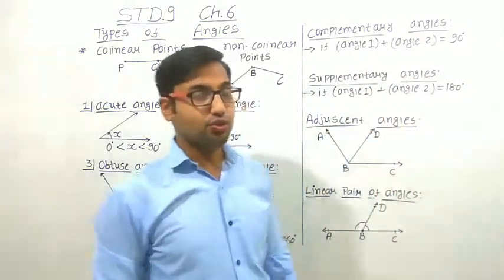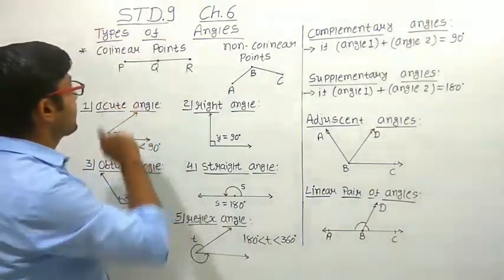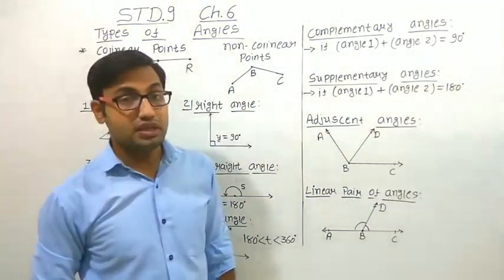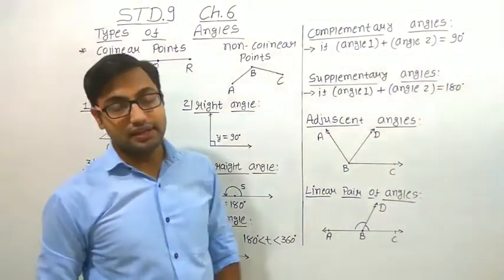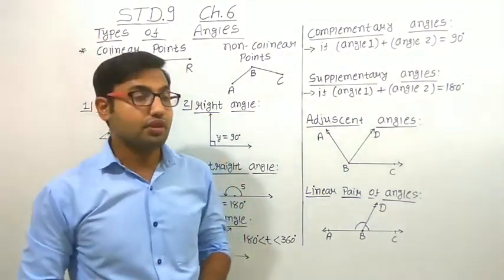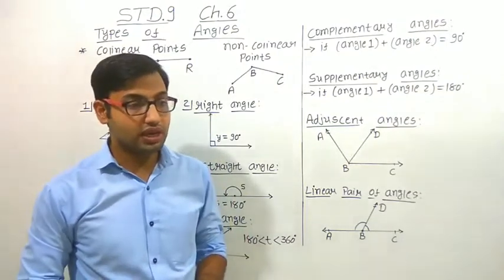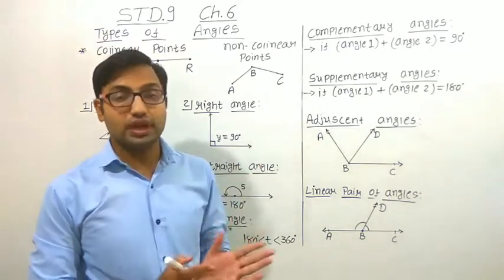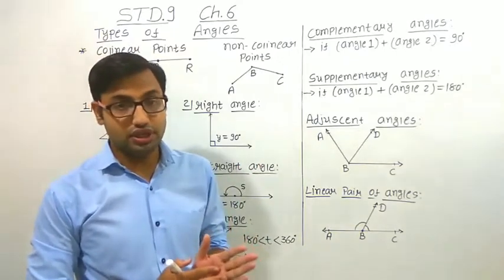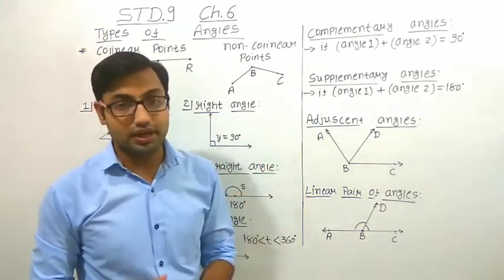Hello students, today we will study the types of angles. This is the topic of Standard 9, chapter number 6, lines and angles. So we know how an angle can be formed. We must have two rays, that we have already studied, and both rays have a common vertex.